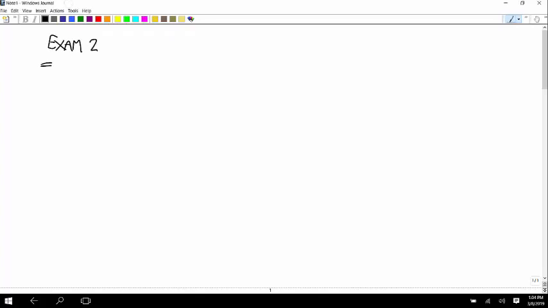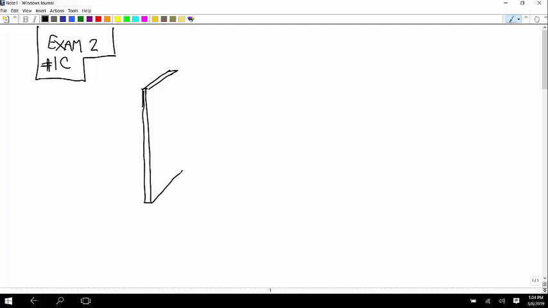Okay, exam 2, number 1C. So let's say we do use a coordinate system with the x-axis that way, the y-axis that way, and that means the z-axis has to come out towards us.